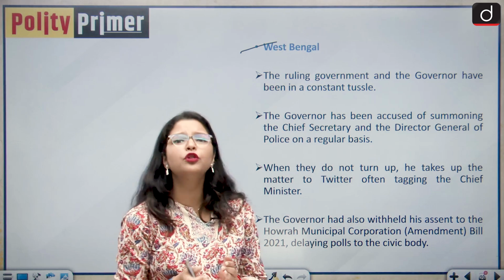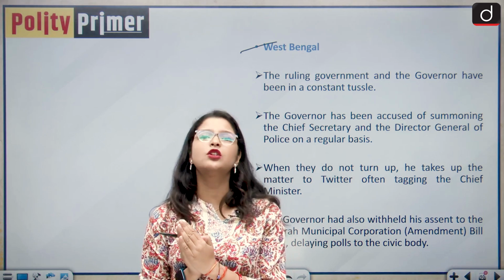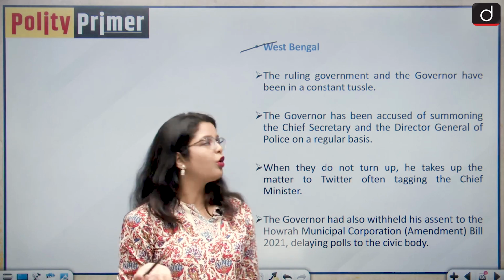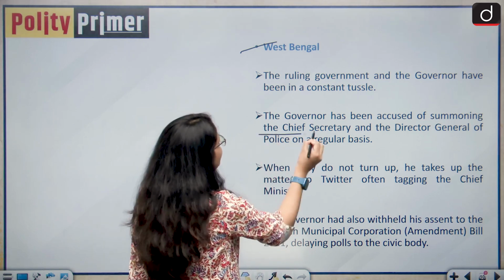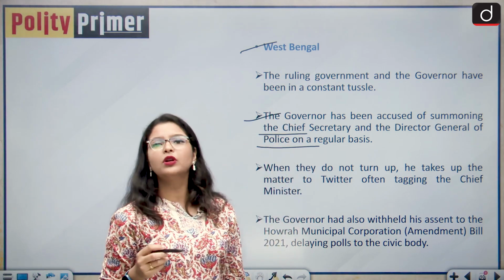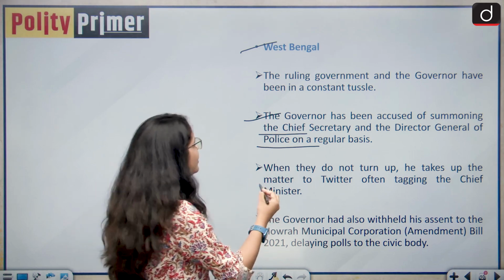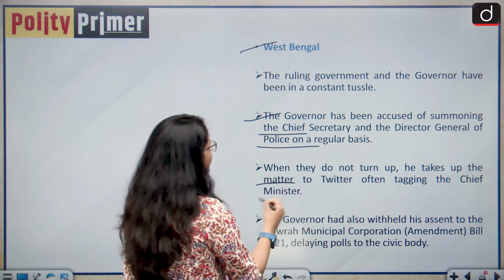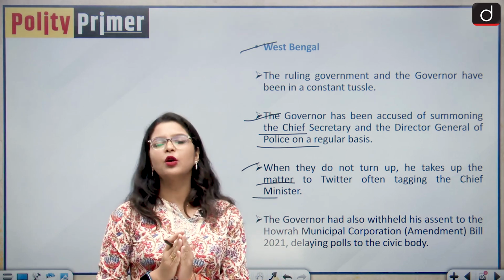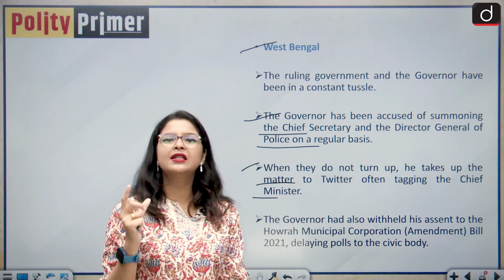So as I was talking before also, the governor of the state of West Bengal and the chief minister often engage in spats on the public platform of Twitter, and this has become very common. The governor has been accused of summoning the chief secretary and the DGP police on a regular basis to take a report from them on the regular affairs of the state government, and then when they do not turn up, he takes up the matter to Twitter, often tagging the chief minister. So this is a negative practice that is being followed by the governor of West Bengal, that he involves Twitter in the spat between him and the state government.